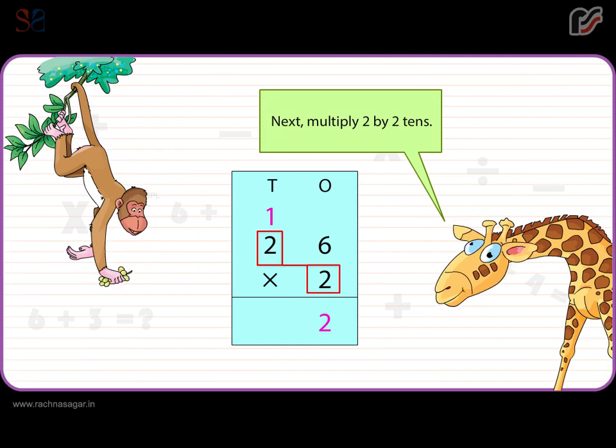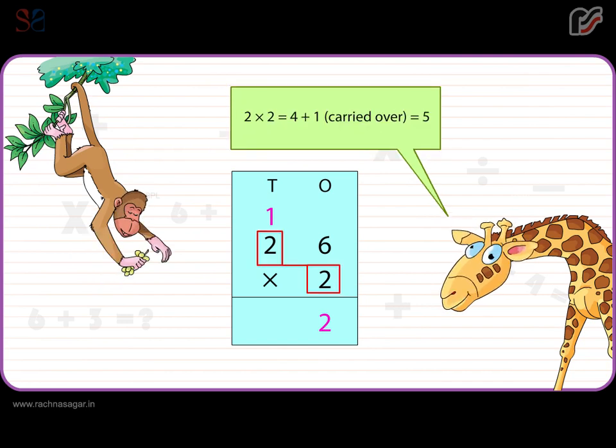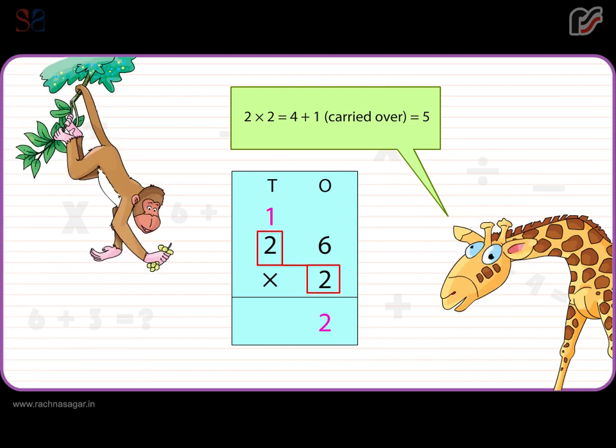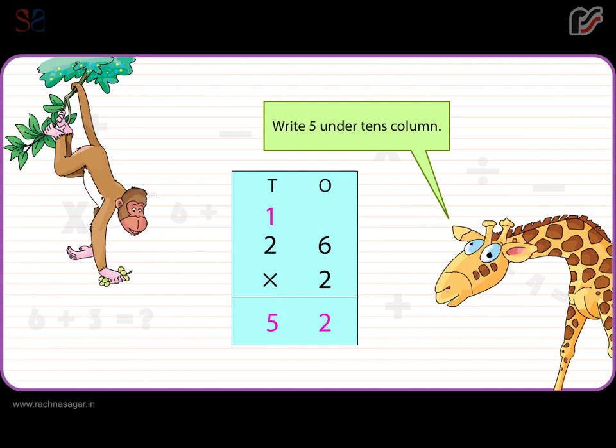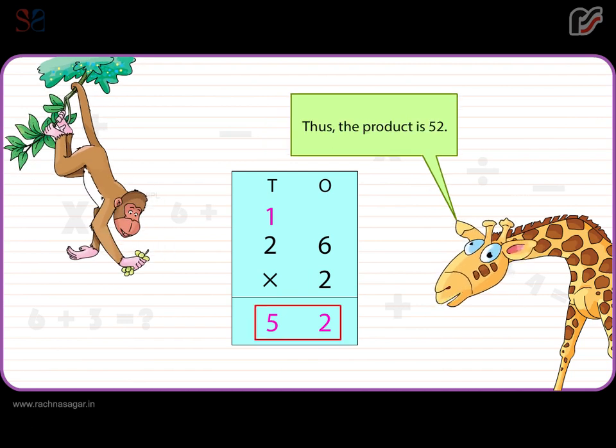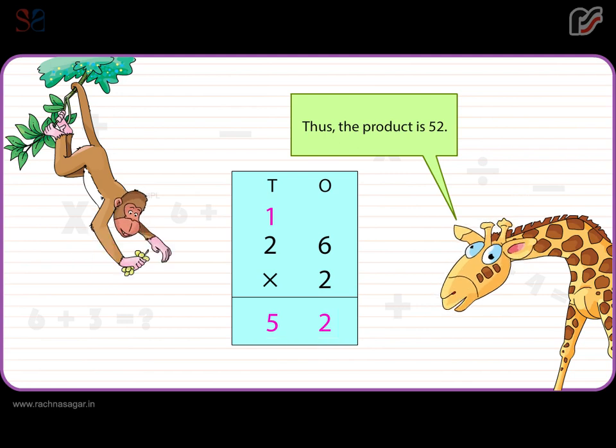Next, multiply 2 by 2 tens. 2 into 2 is equal to 4 plus 1 carried over is equal to 5. Write 5 under tens column. Thus, the product is 52.